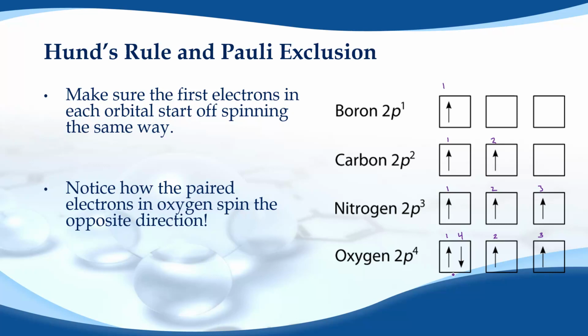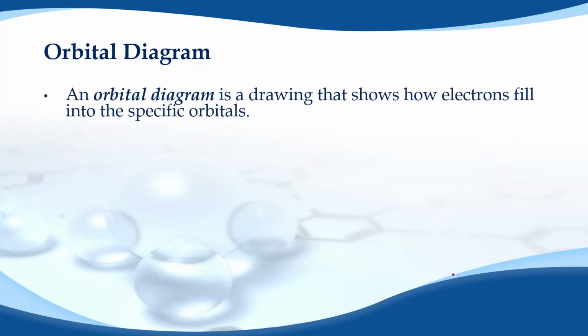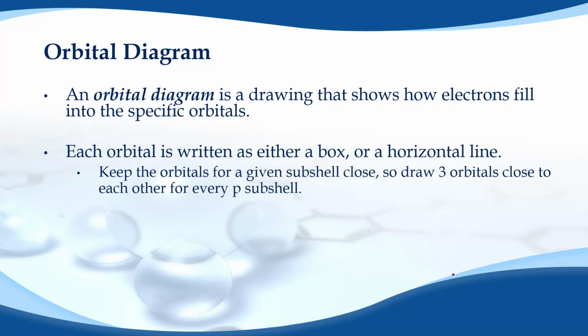Now, our first method of communicating this using these 3 rules is what we call an orbital diagram. You actually saw an example of an orbital diagram on the previous slide. Each orbital is written either as a box, like it was in the previous picture, or just as a line on the bottom without the box. When you draw them, you group them together. P sublevels have 3 orbitals, so I'm going to group those 3 together. If I'm drawing a d, I group those 5 orbitals together.